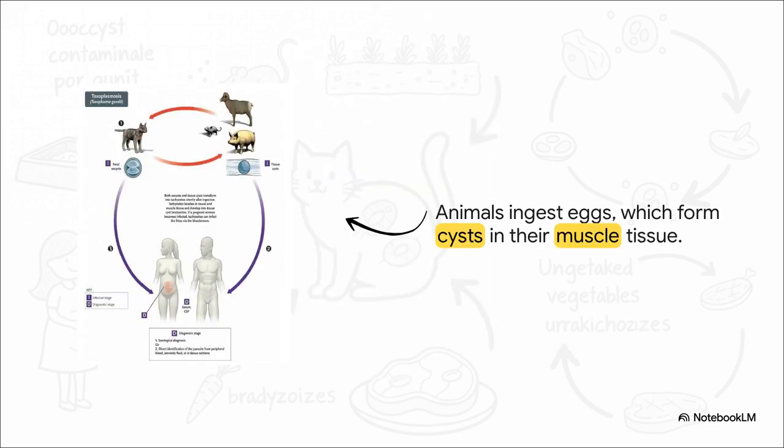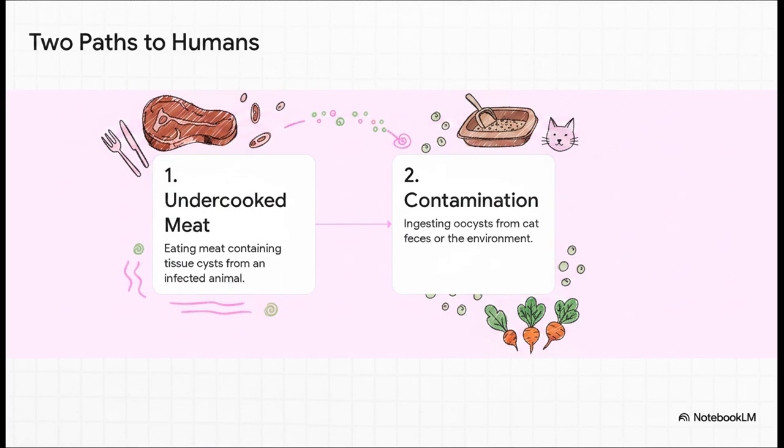And that ride often comes in the form of what's called an intermediate host. As you can see here, animals like pigs, sheep, or even rodents might swallow these oocysts while they're grazing or drinking water. The parasite then hatches, travels through their body, and forms these tiny dormant cysts in their muscles and brain. And this is where we humans come into the picture.